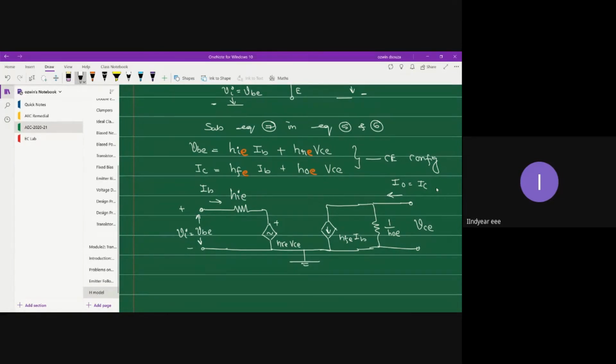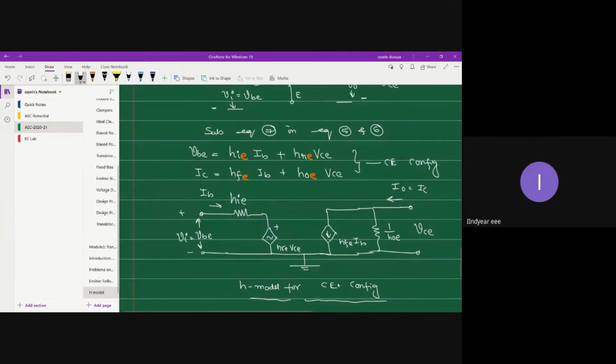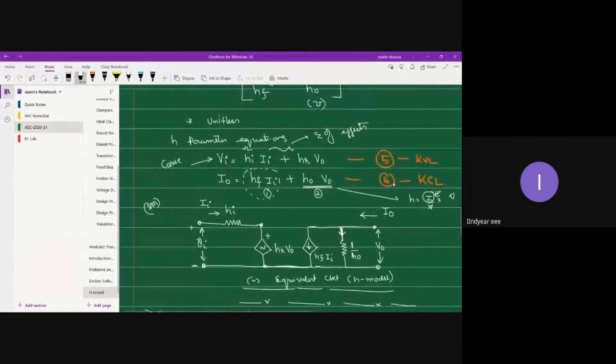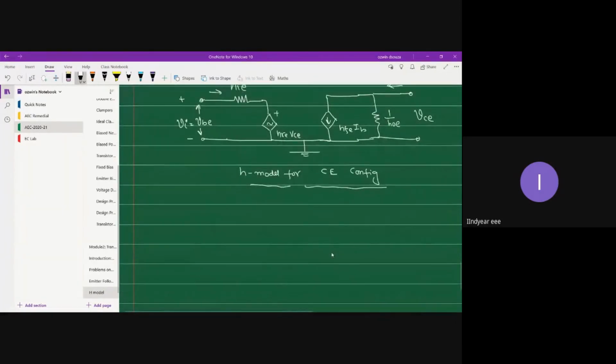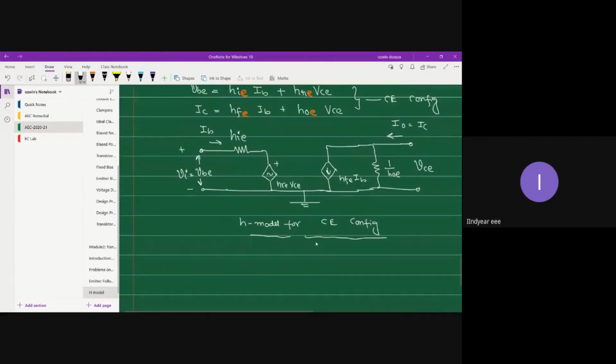Right, so that's your H model. So I'll write H model for CE configuration. In exam, you may get a question like this: build an H model for common base configuration. So what you have to do is come till equation 5 and 6, and then just say that for common base configuration, what are the input currents, input voltages, and output current and output voltages. That's all. And then you just substitute and build this model.